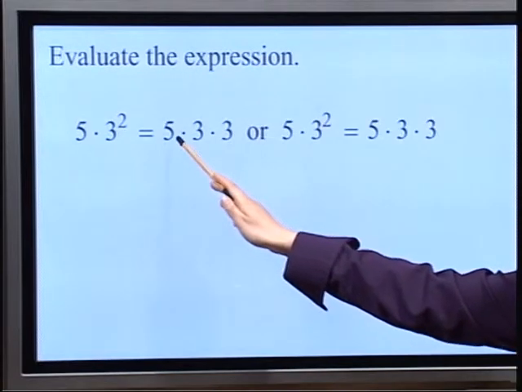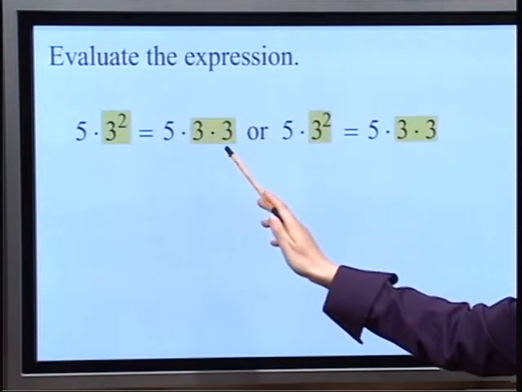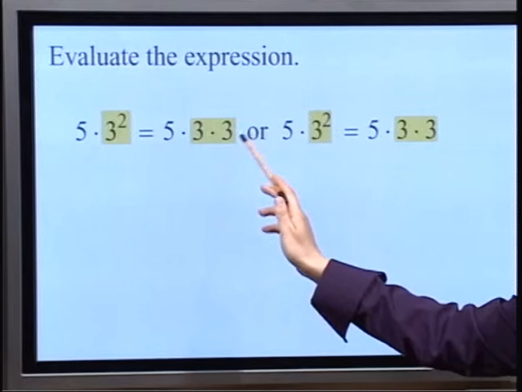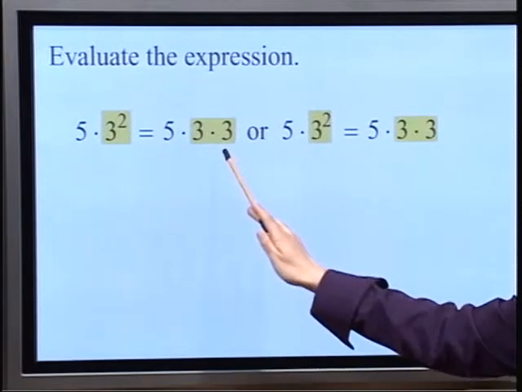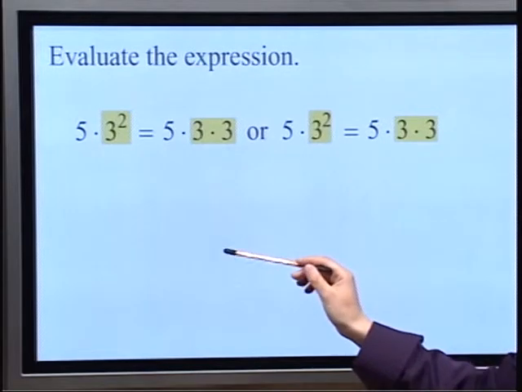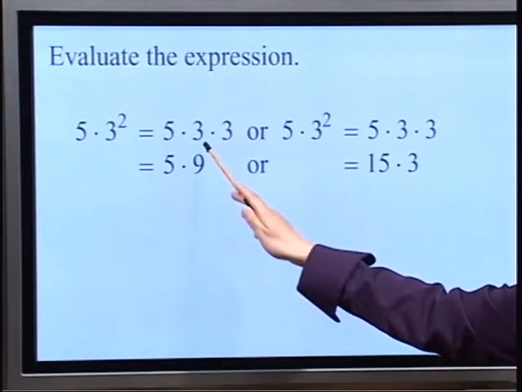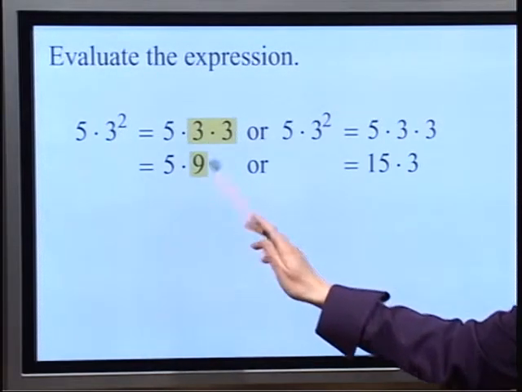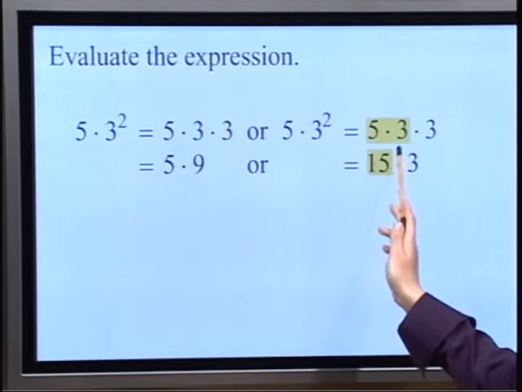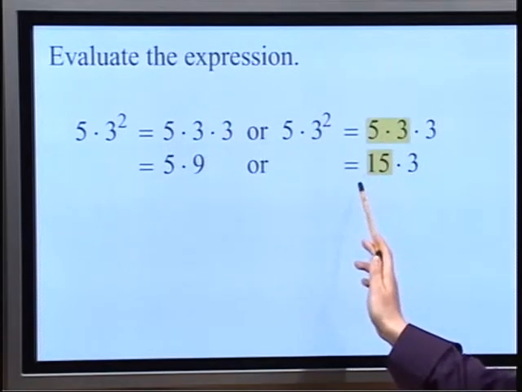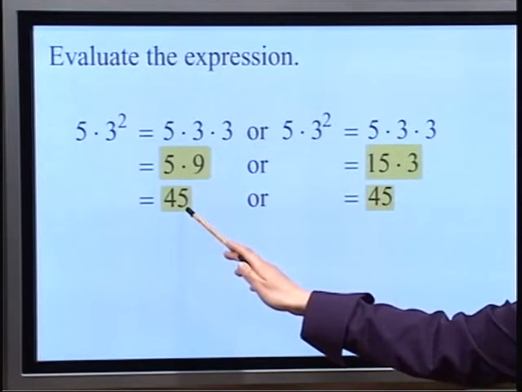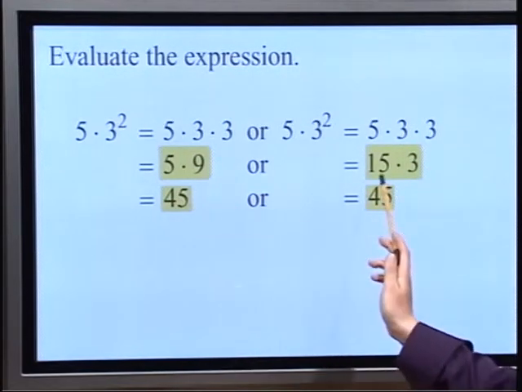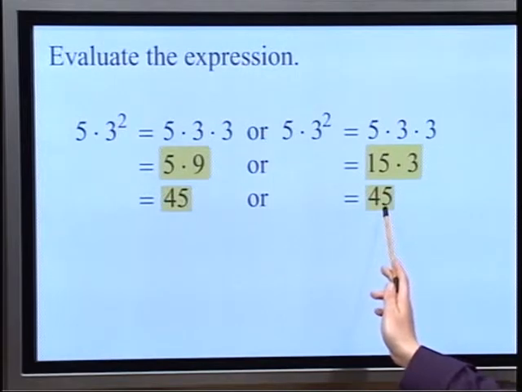So we can write this out. It's 5 times 3 times 3. And we're going to solve this with 2 slightly different methods. So the problem's been written twice here. Right now it looks the same. And so we could start by saying, well, 3 times 3 is 9. Or we could say 5 times 3 is 15. So then we end up with 5 times 9 is 45 in the first method, and 15 times 3 is 45 in the second method.